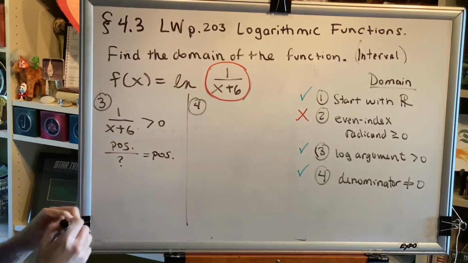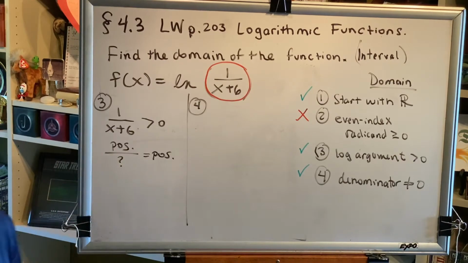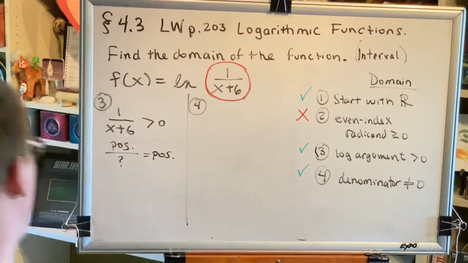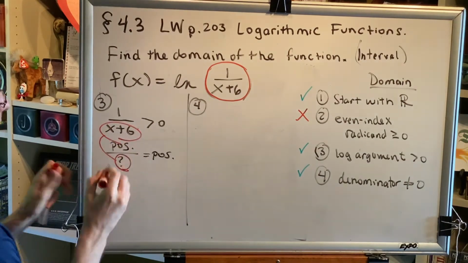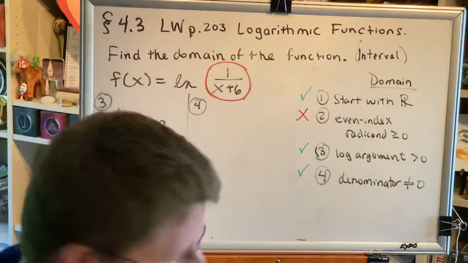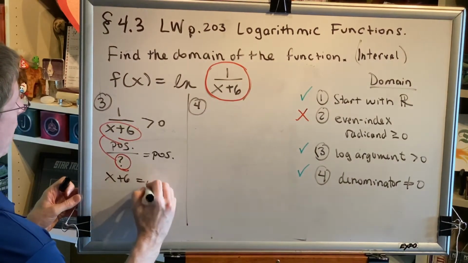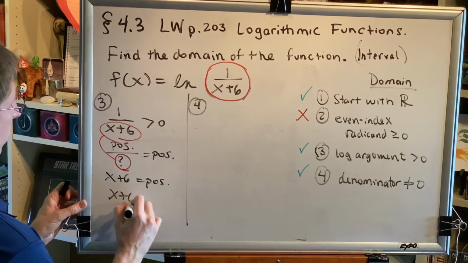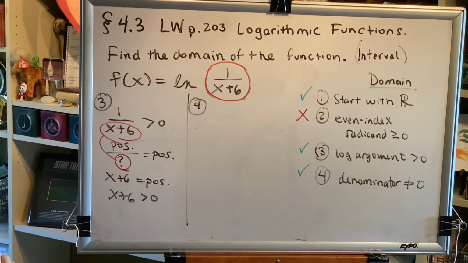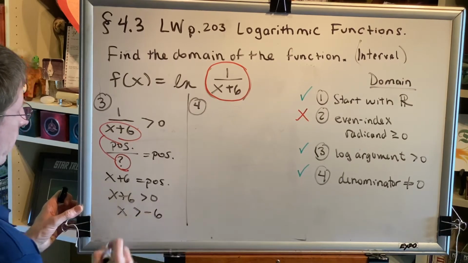Now we're going to see if we can fill in the blank. A positive divided by a what is a positive? The answer is a positive. Anything down here has to be positive. So that means that both of these things have to be positive. That tells me x plus 6 equals a positive. Well, if it's positive, that means it's bigger than 0. And if that's true, subtracting 6 on both sides, I get x has to be greater than negative 6.